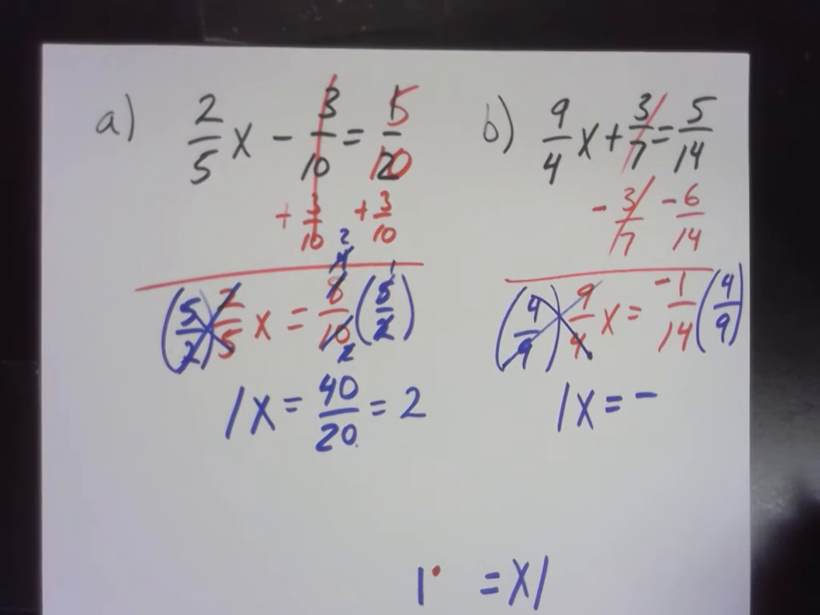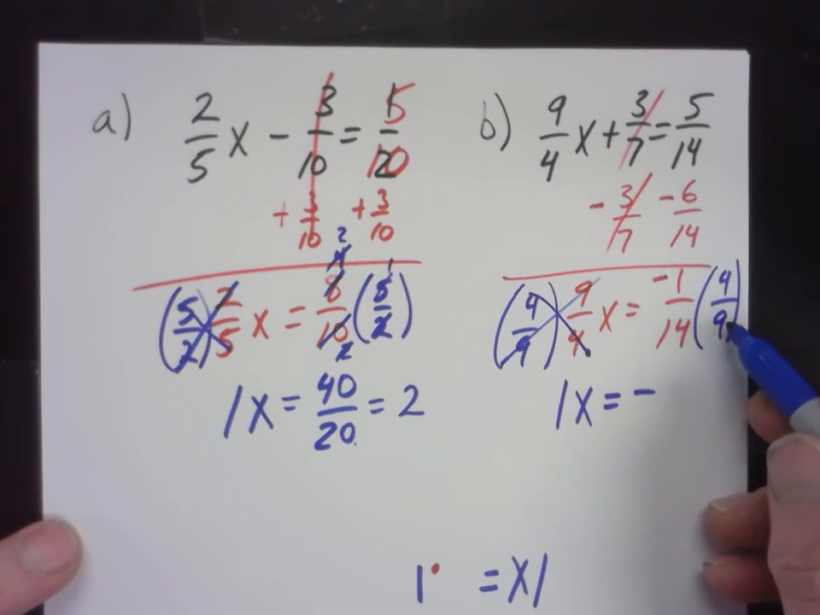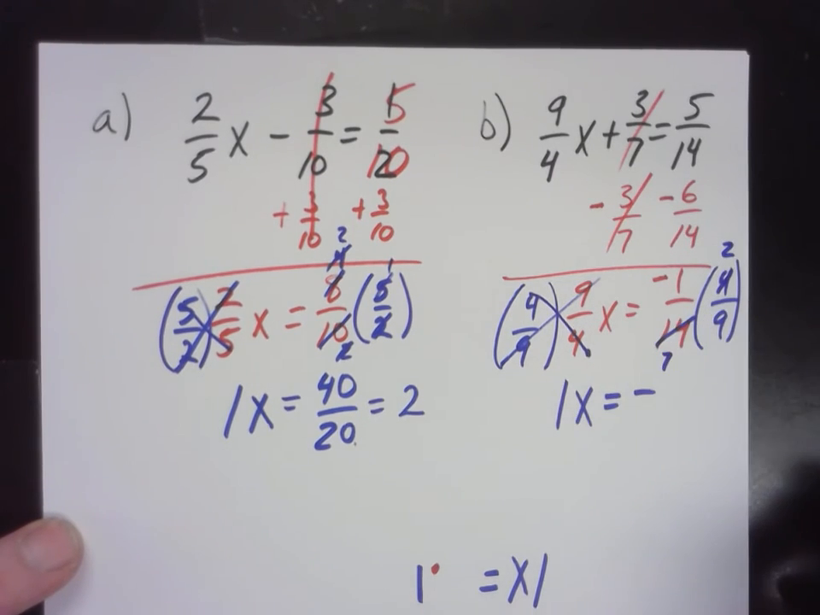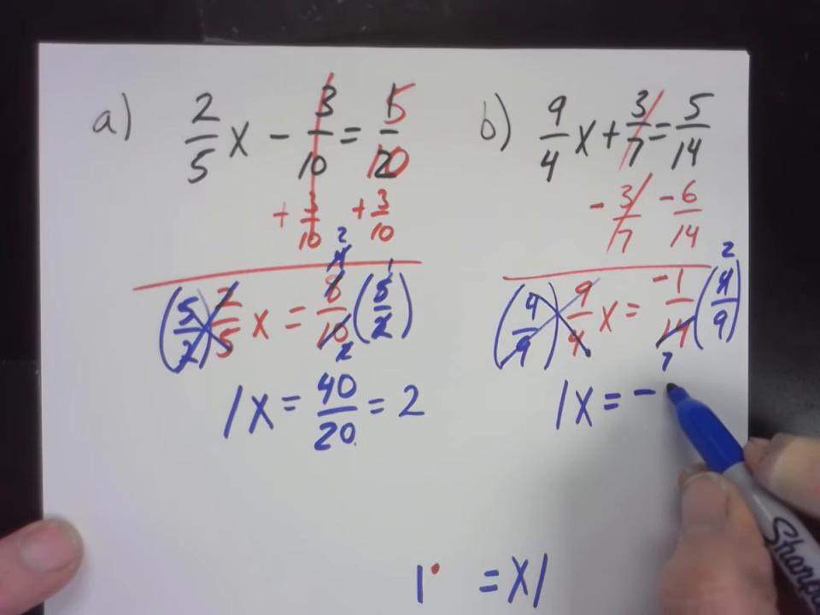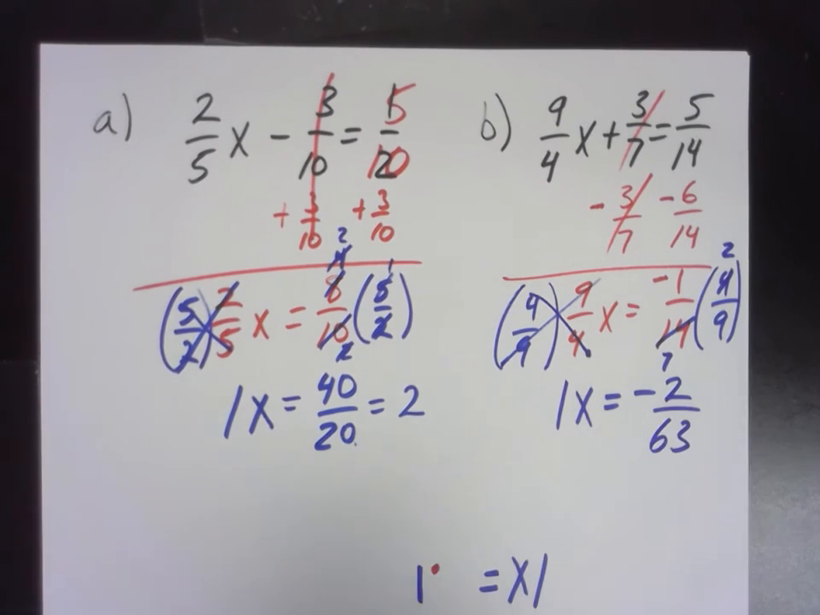Think about that first. Answer is negative. Then worry about, okay, 1 times 4 and 14 times 9. I'm going to reduce. I think 2 goes into 4 twice and 2 goes into 14 7 times. So I see negative 2 over 7 times 9. So if we plug that back in our calculator, it should work.